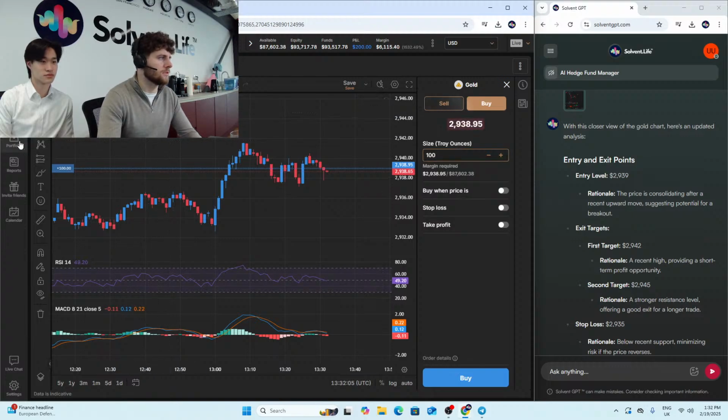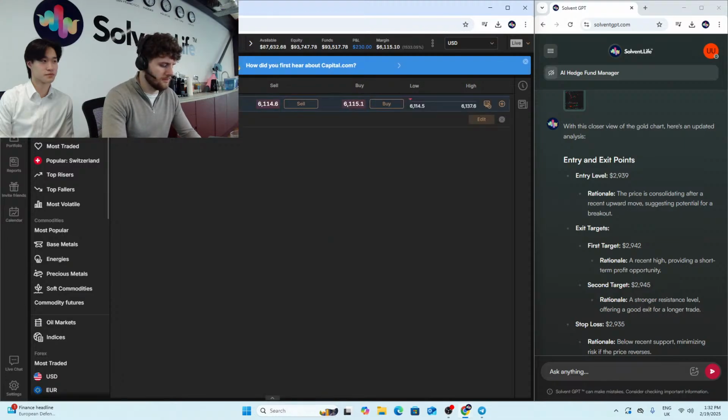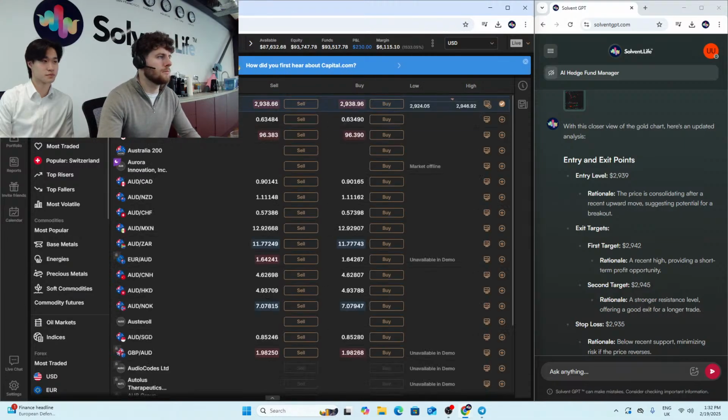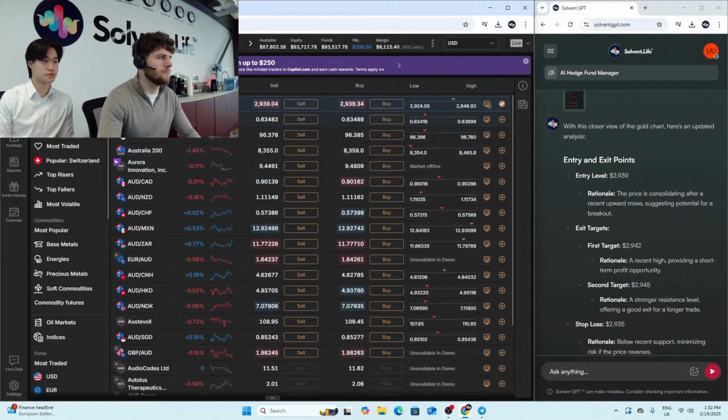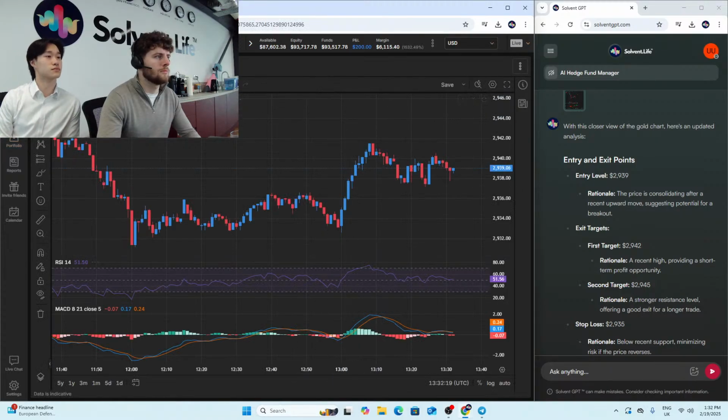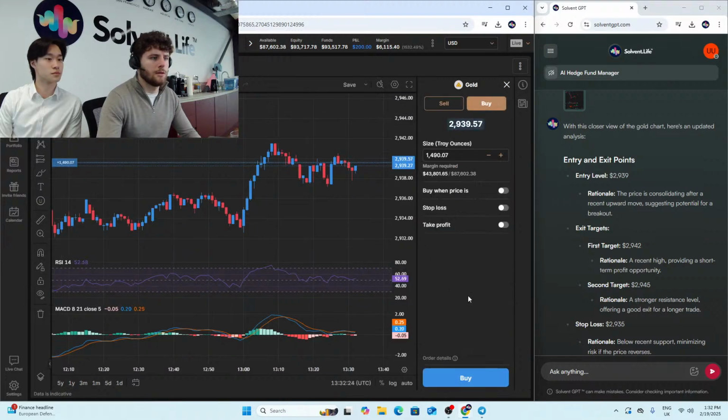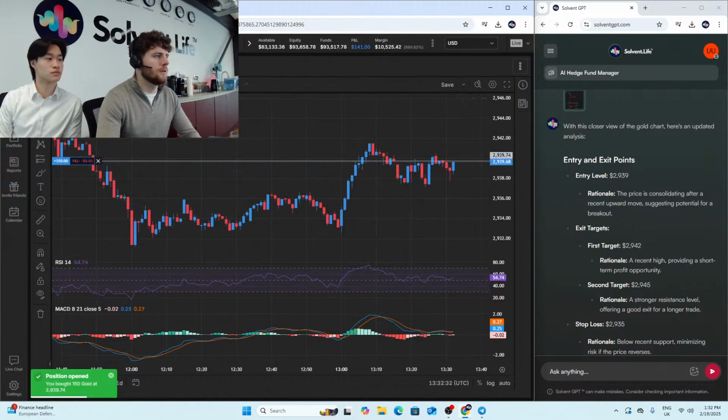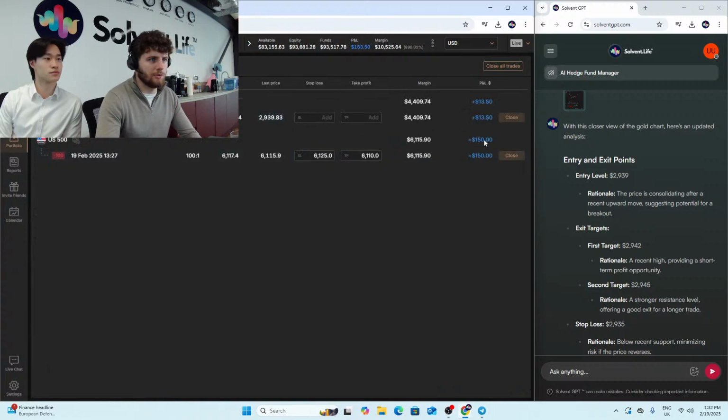Is this? Let's see. Trade. Cool. What we're going to buy. Let's go with about 150. And we will add a stop loss. So we're $150 in profit on the last trade.